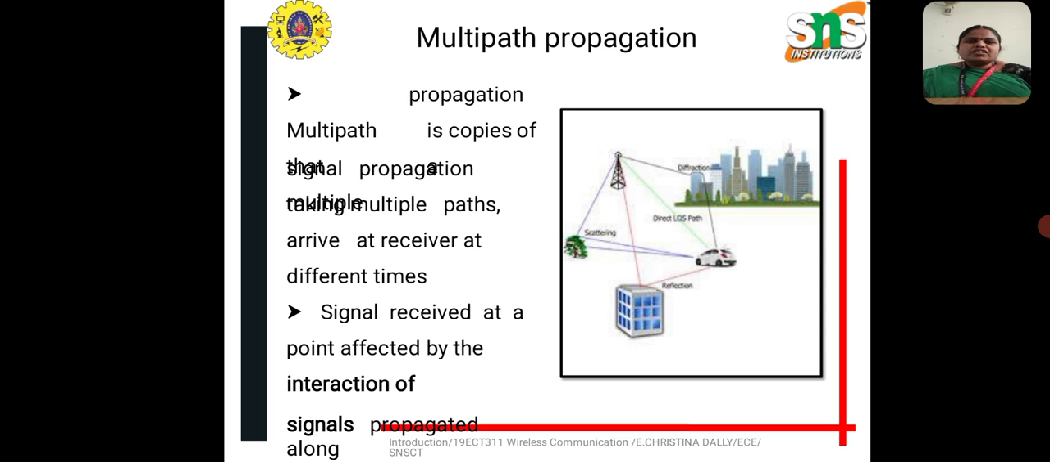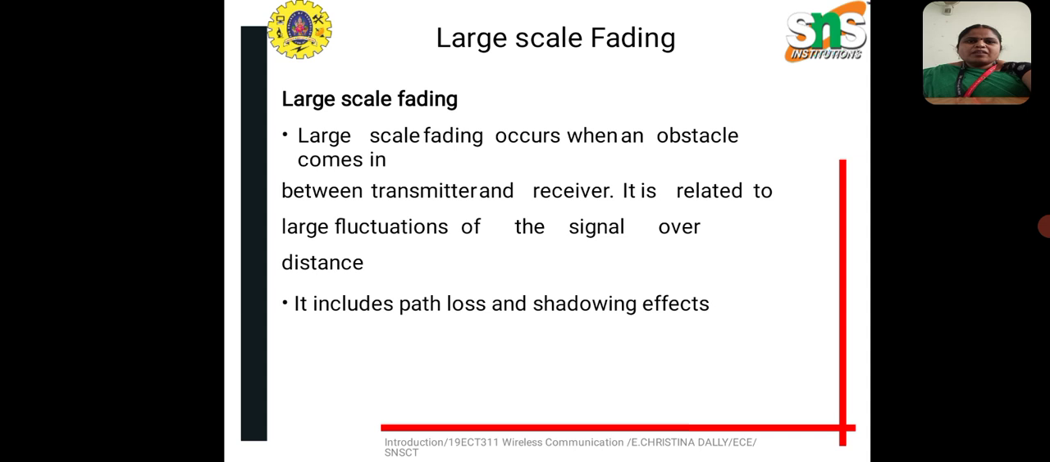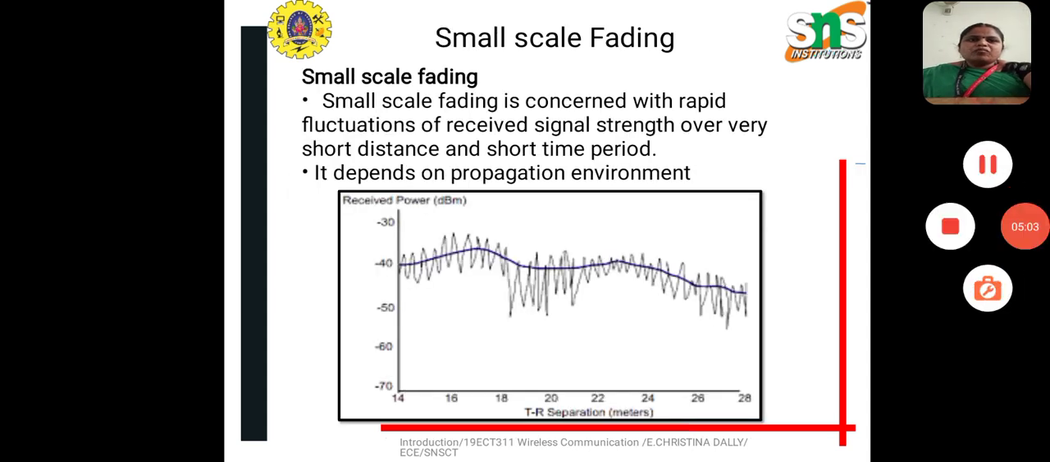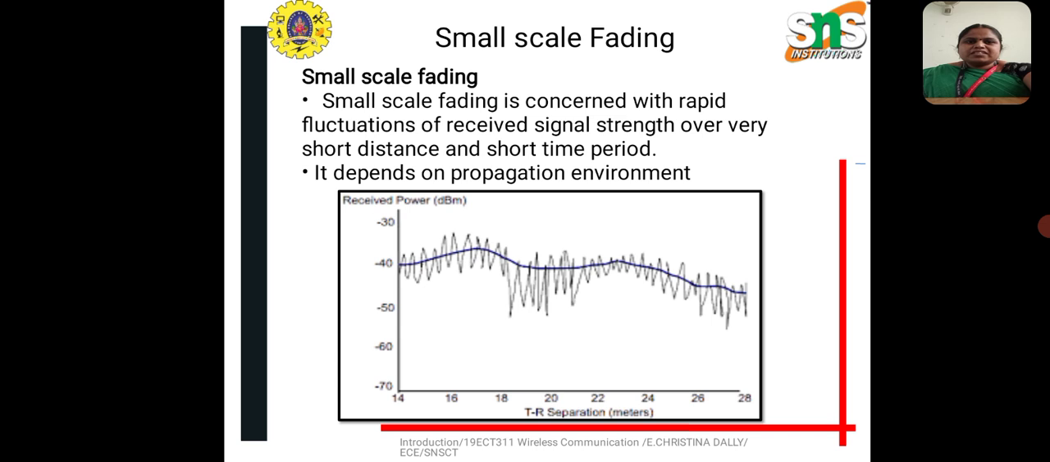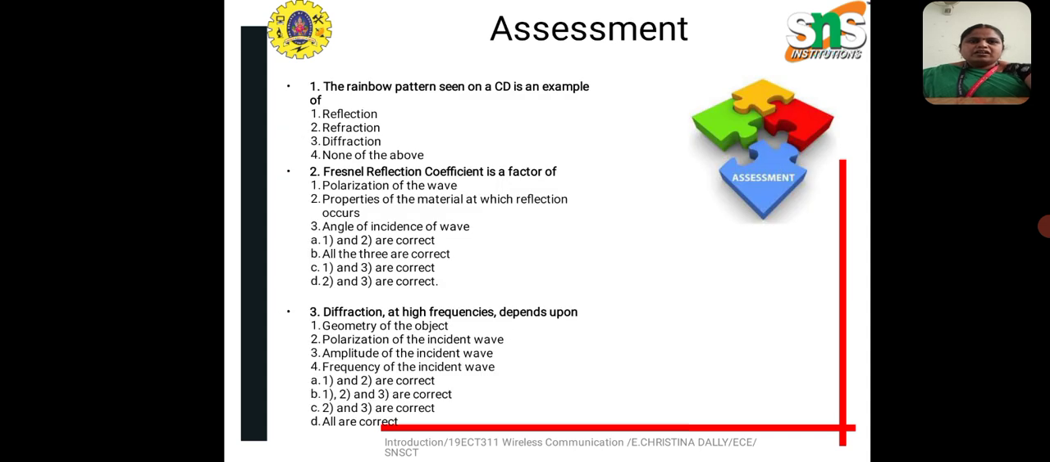Multipath propagation: we know that the multipaths arrive at different times, and the signal will be received at the point of intersection. The next one we are going to see is fading. The first is small scale fading. It is concerned with the rapid fluctuation of the received signal strength over a short distance, and large scale fading occurs when an obstacle comes in between the transmitter and the receiver. Thank you.